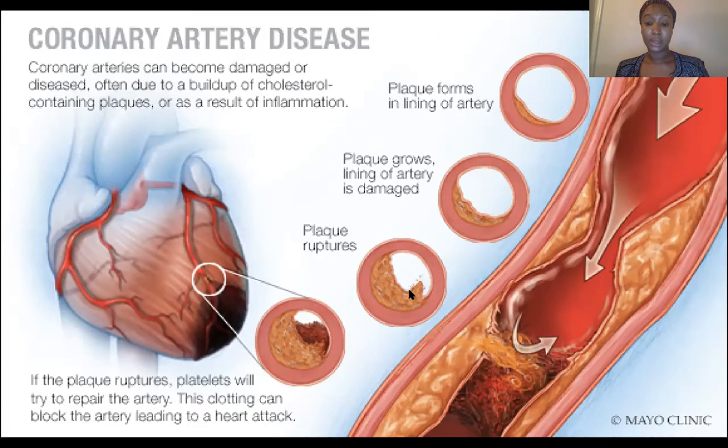Eventually, when it builds up, it ruptures, and then our natural body reacts to it by forming platelets to repair the artery. And when the platelets join with the plaque, that's when it blocks the artery, leading to a heart attack. And on this area here, we can see how the plaque builds up on the side where it narrows the artery and restricts blood flow to the heart.